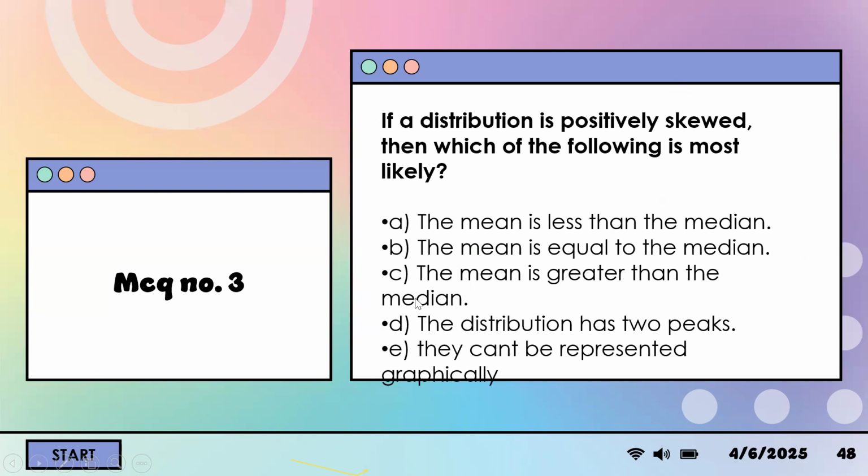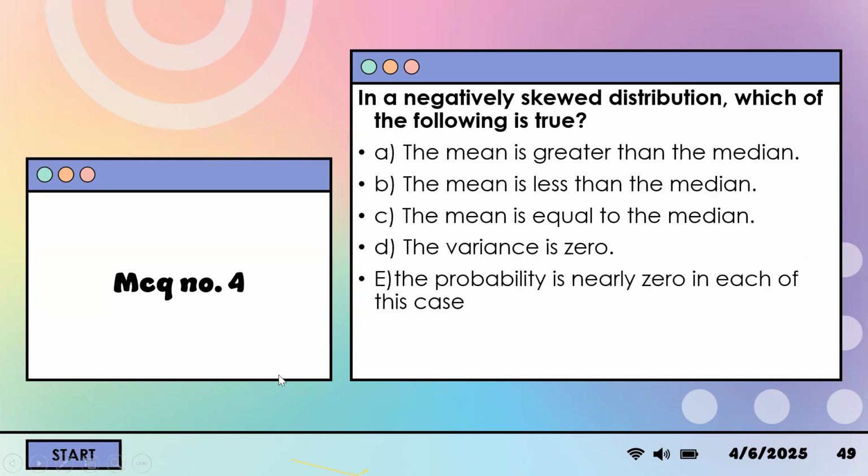MCQ number 3. If the distribution is positively skewed, then which of the following is most likely? The mean is less than the median. The mean is equal to the median. The mean is greater than the median. The distribution has two peaks. They can't be represented graphically. Yeah, the mean is greater always.